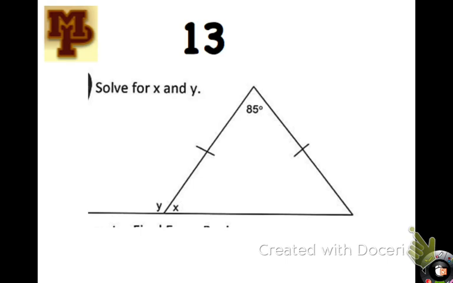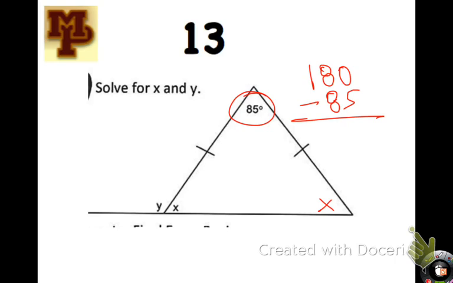Okay, we're going to solve for x and y, similar to that other one we had. We already got the 85, and we know this one's x, and this base angle's x, so the base angles are congruent. So really all we have to do is set up an equation, or we can just do 180. This time let's do it this way. Let's do 180 minus 85, so you can just do that on your calculator. 180 minus 85 is 95.